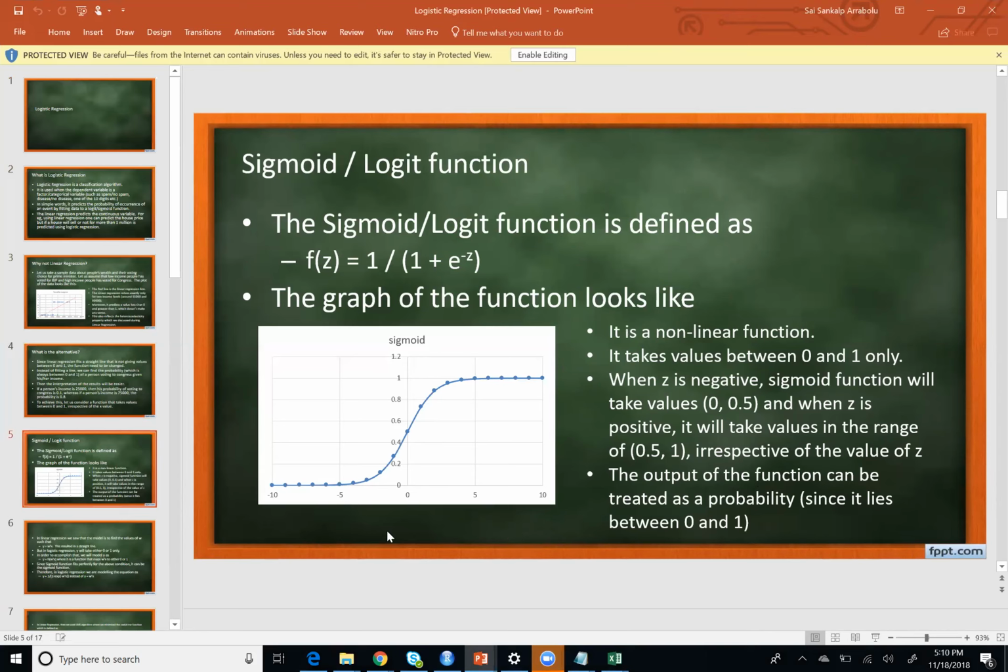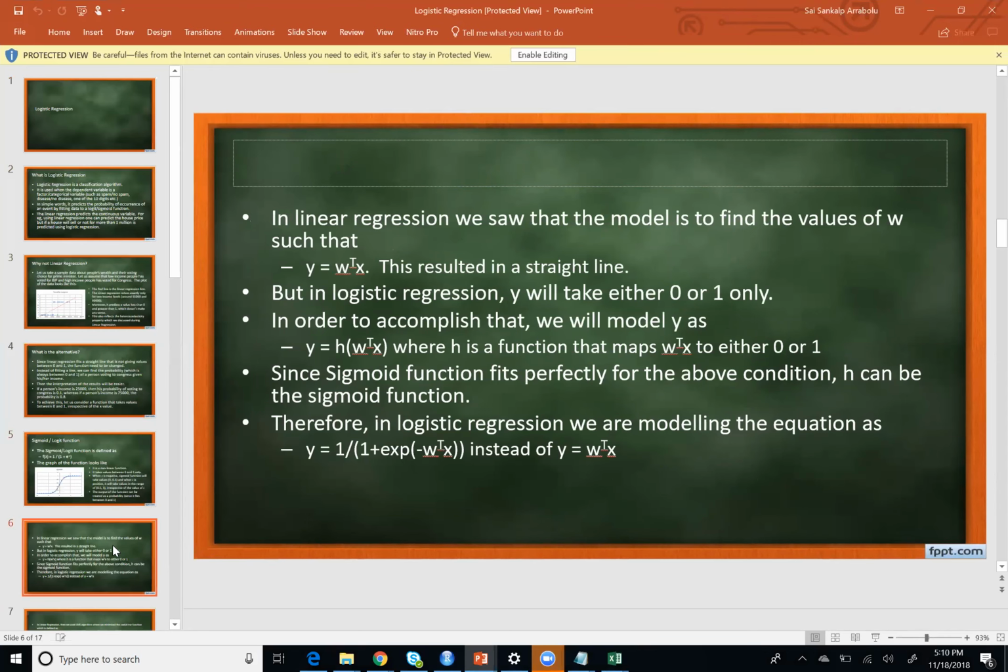So I think let's go forward. We will then see how this logistic regression is actually modeled.